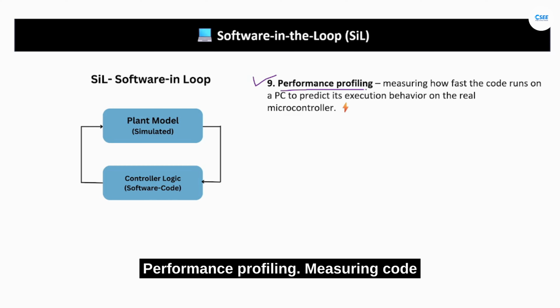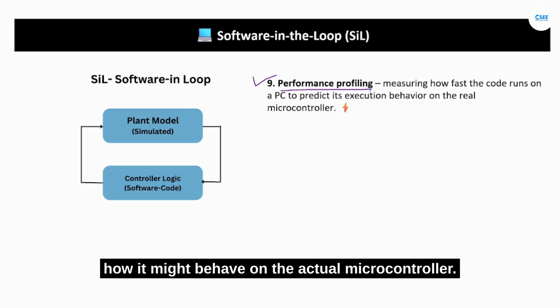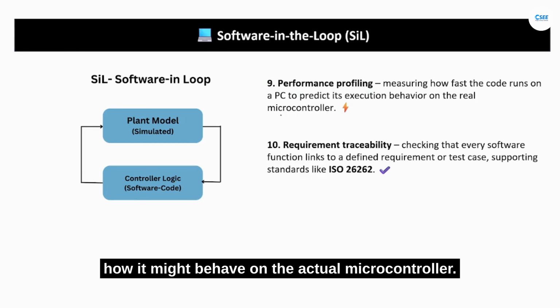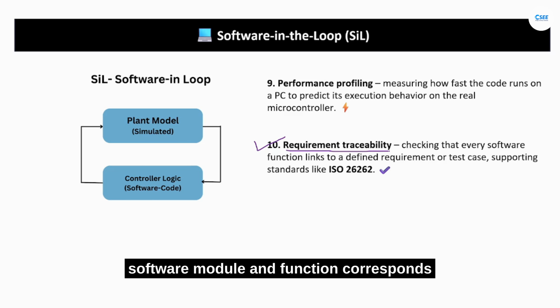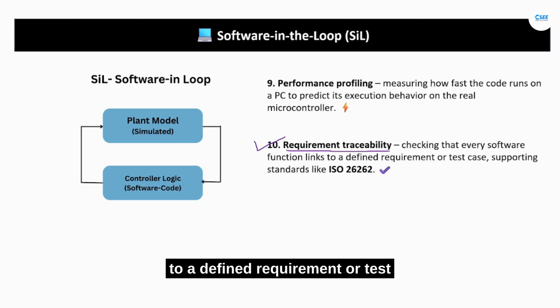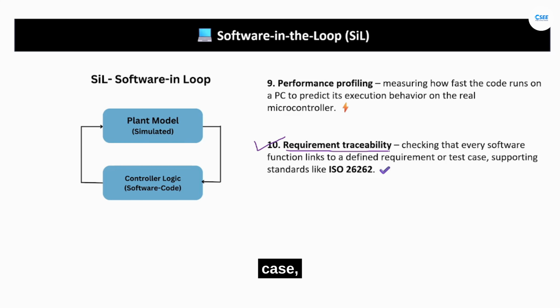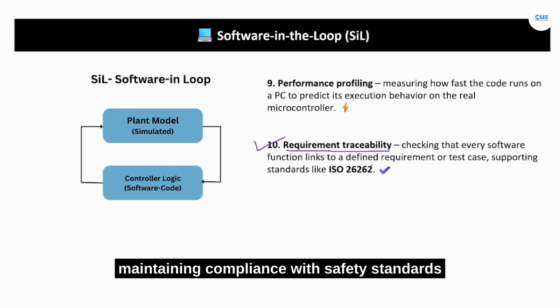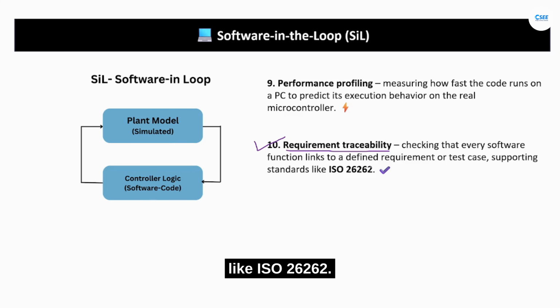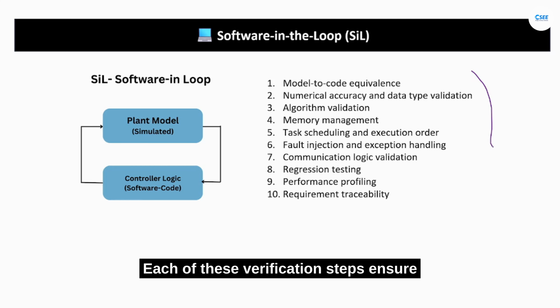Performance profiling. Measuring code execution speed on a host PC to estimate how it might behave on the actual microcontroller. Requirement traceability. Ensuring that every software module and function corresponds to a defined requirement or test case. Maintaining compliance with safety standards like ISO 26262. Each of these verification steps ensures that the controller code is robust, efficient, and aligned with its designed intent long before it touches any real hardware.